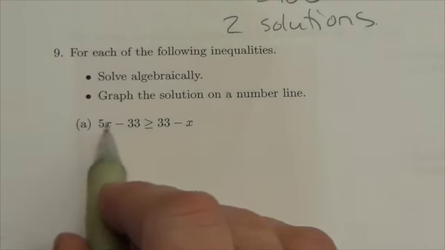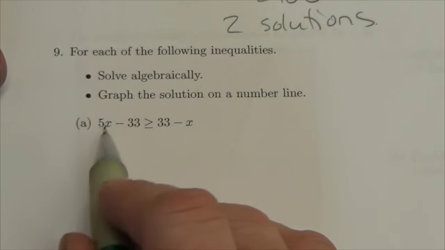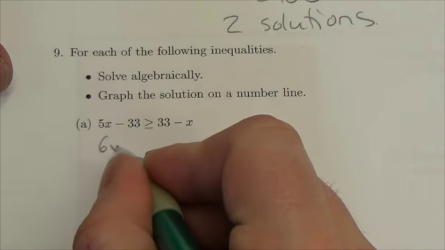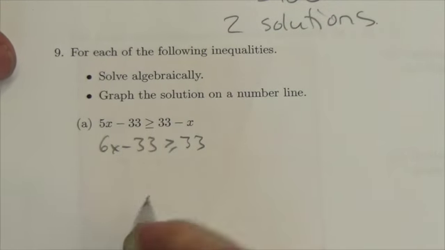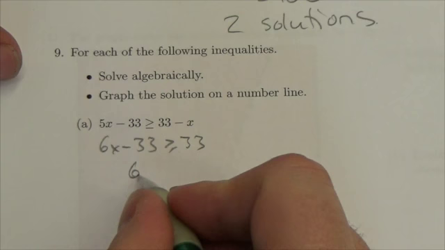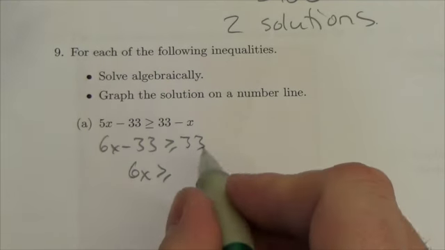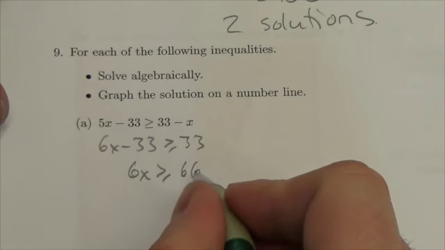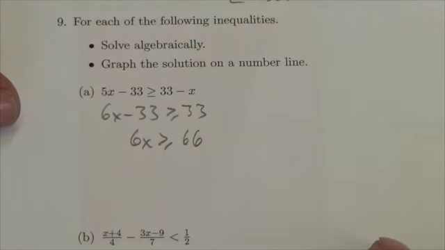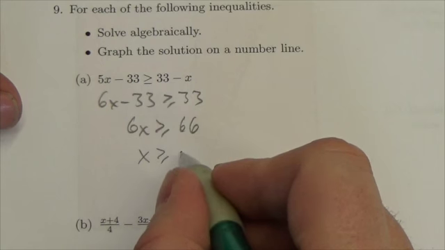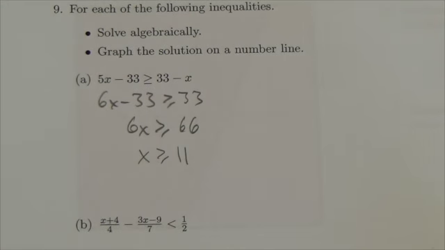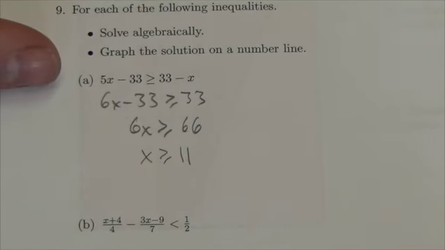So in this case right here, to get the x's together, I might add x to both sides to make this 6x minus 33 is greater than or equal to 33. And then I would add the 33 over, so 6x will be greater than or equal to 66. I can divide both sides of that equation by 6, and it doesn't change the direction because I'd be dividing by a positive, and I get x is greater than or equal to 11.